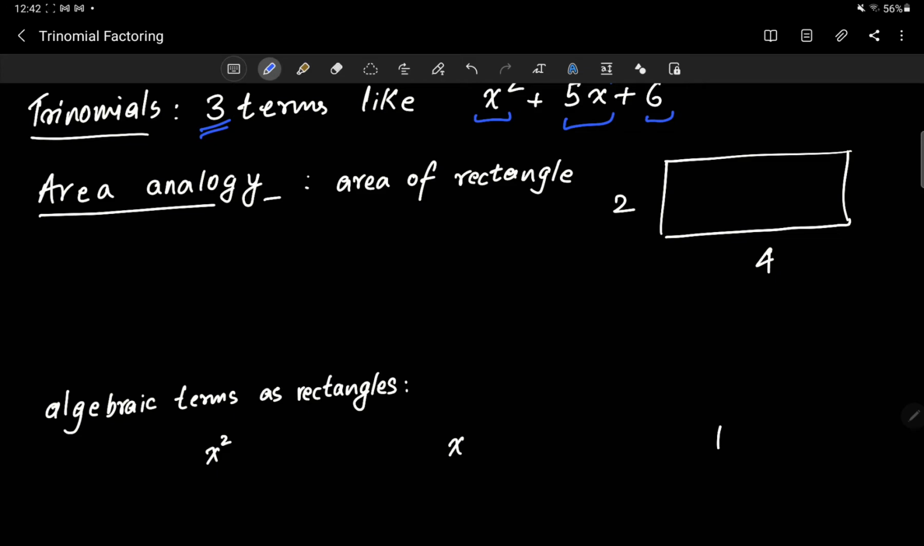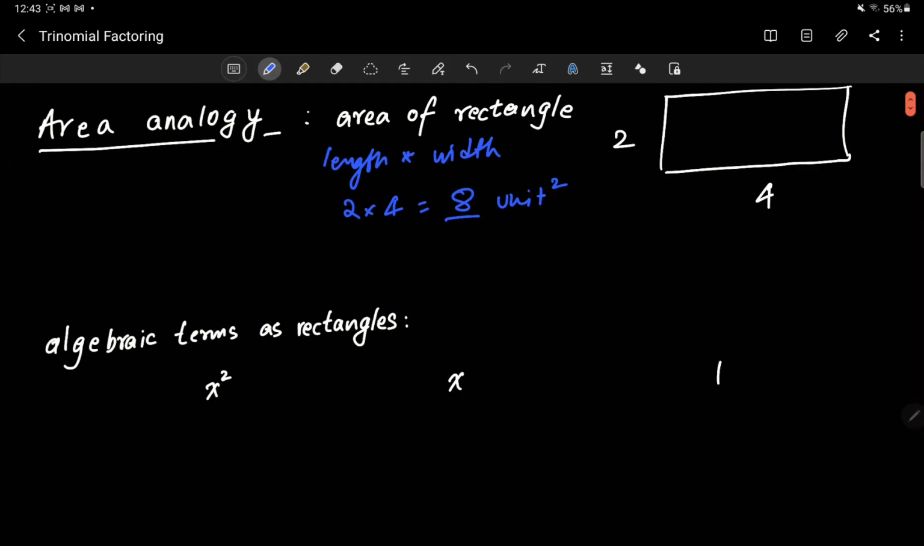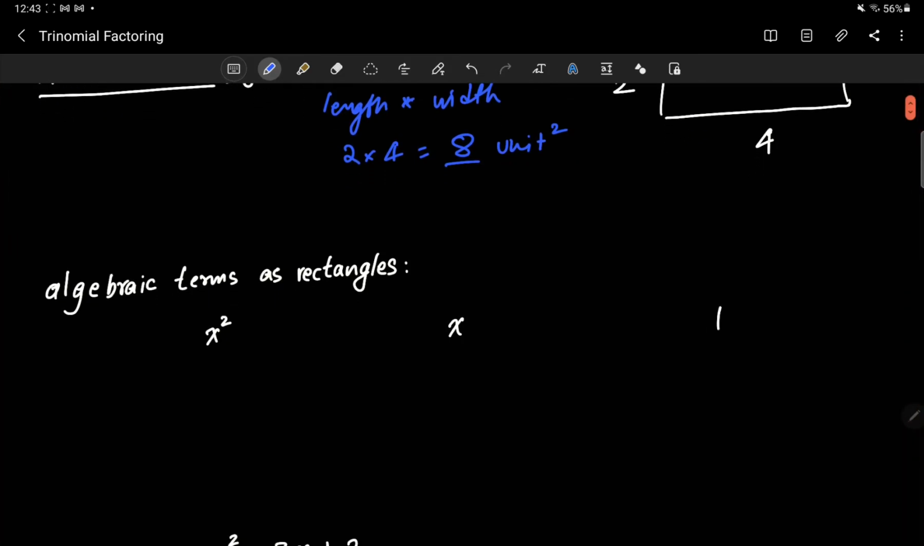We're going to use the fact that the area of a rectangle is given by length times width. So for example here, if it's 2 by 4, then the area is 2 times 4, which is 8 square units. Okay, now how we are going to use this is that you're going to observe that we can look at these algebraic terms as rectangles.